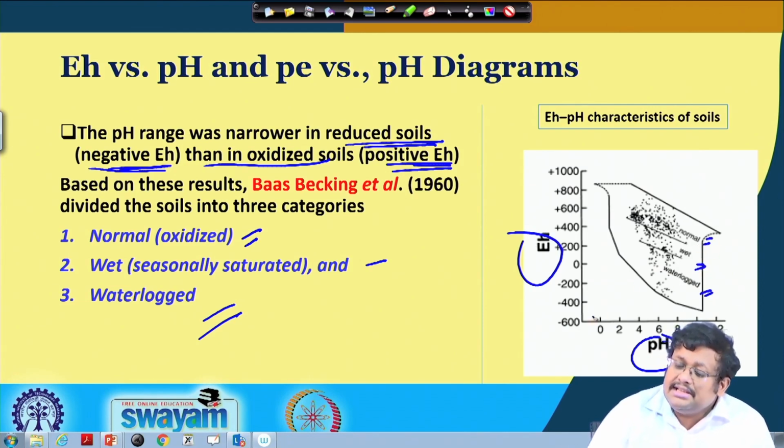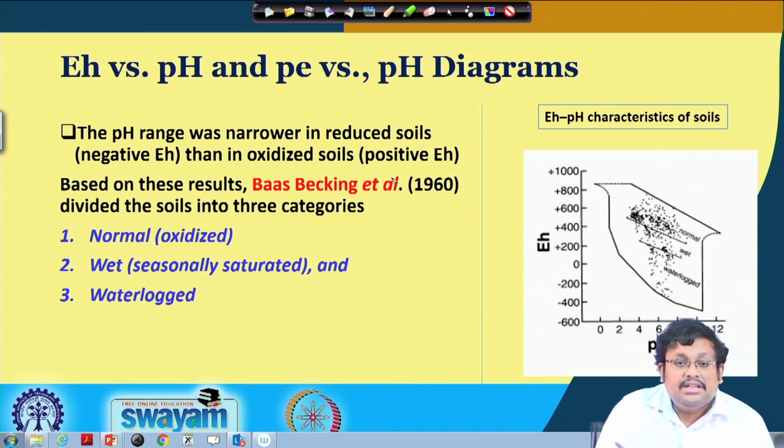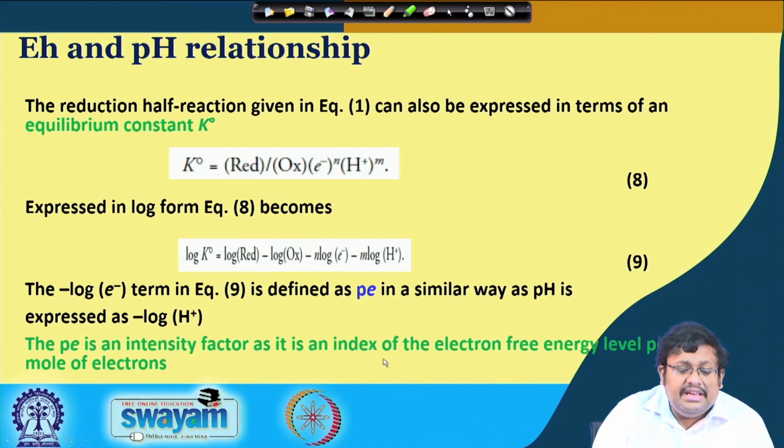In case of normal soils, you can see the positive EH values. In case of wet soils, you can see there is a fluctuation of EH values. However, in case of waterlogged soil, the EH values are negative because they are residing in the reducing condition. So, this shows one of the graphical representations of EH versus pH.